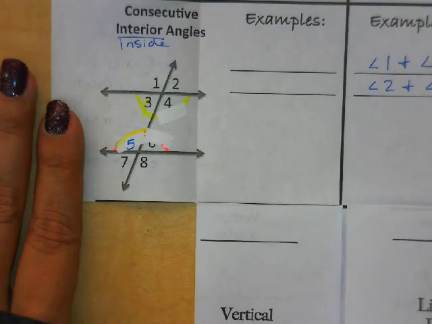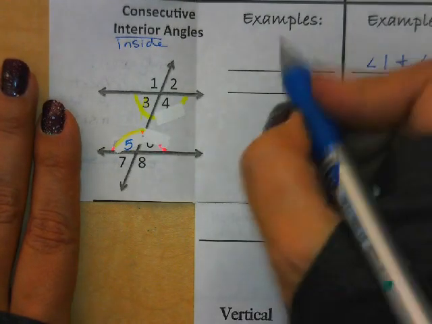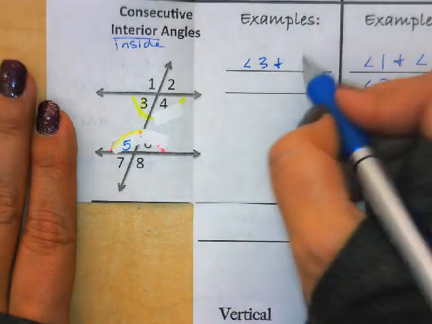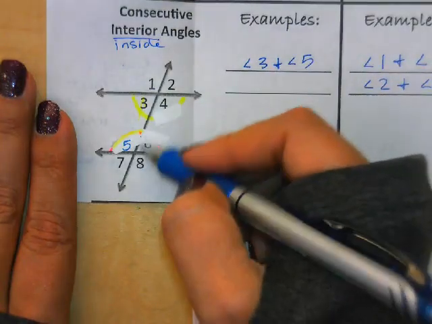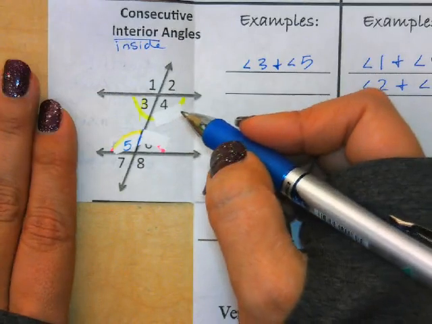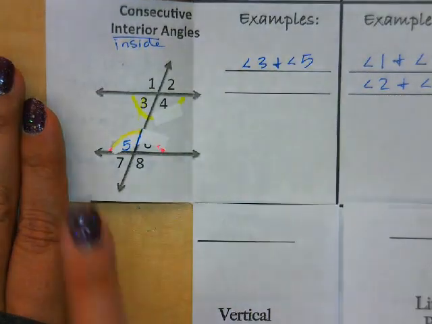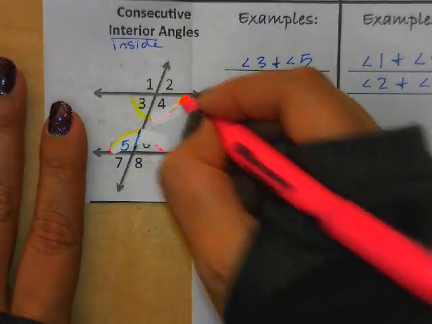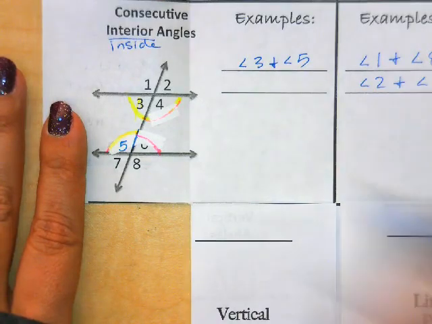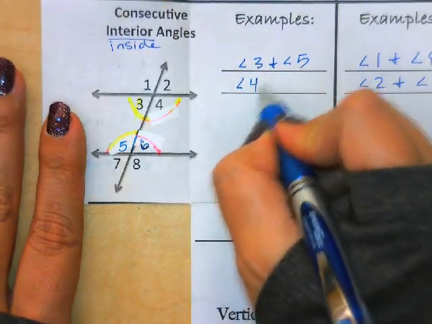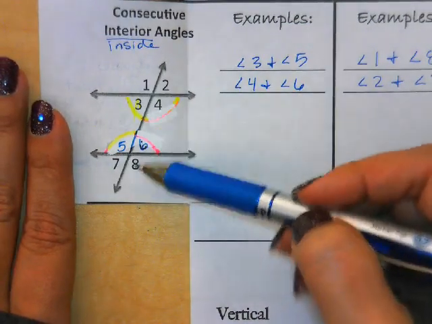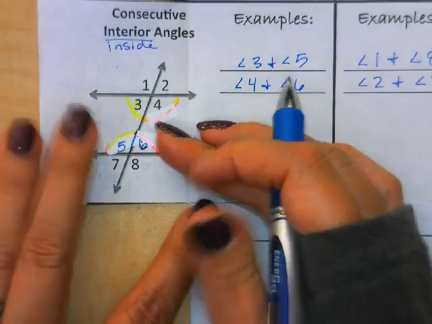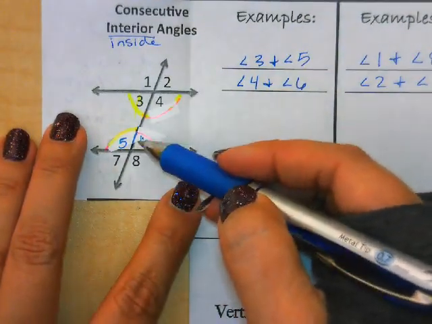I got confused. 3 and 5, because they are inside and they are next to each other, meaning on the same side of the transversal. They are not congruent. They are not congruent. And then we can say 4 and 6, angle 4 and angle 6. Now, what these will equal is 180 degrees. Because if you look, these are going to create a straight line.